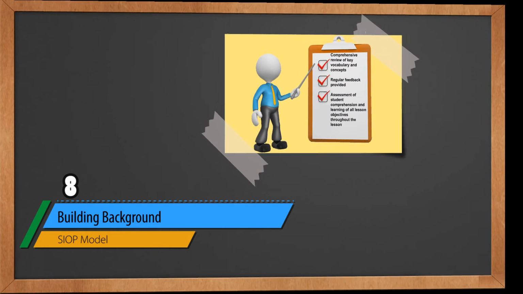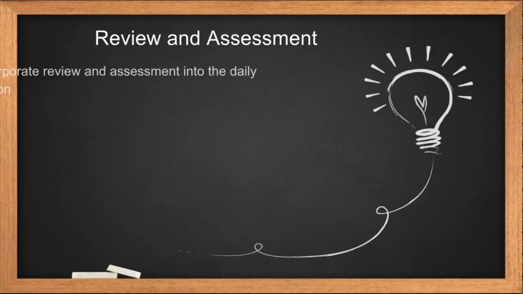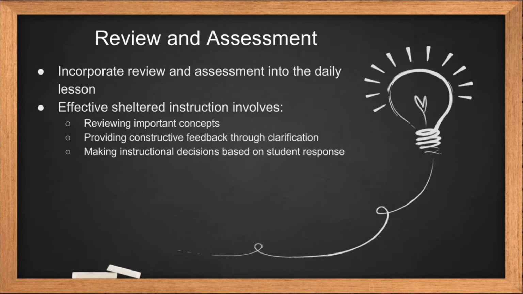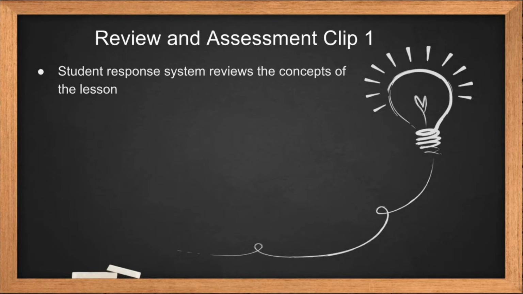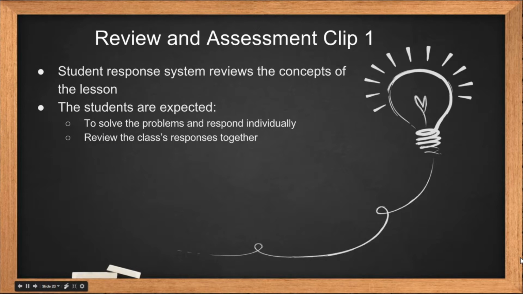It is important for teachers to incorporate review and assessment into the daily lesson in order to assess student learning and effective teaching. Effective sheltered instruction involves reviewing important concepts, providing constructive feedback through clarification, and making instructional decisions based on student response. This teacher utilizes a student response system in order to review the concepts of the lesson with her students. The students are expected to solve the problems and respond individually, but they review the class's responses together, and the teacher guides them in clarifying and justifying the correct answer.